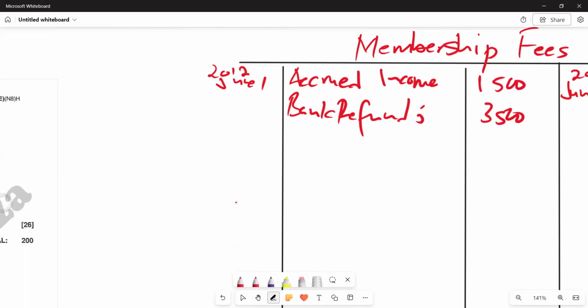The date that is going to apply now for bank refunds is the date at the end of the period, which is 2018, May 31. So this is what we have.